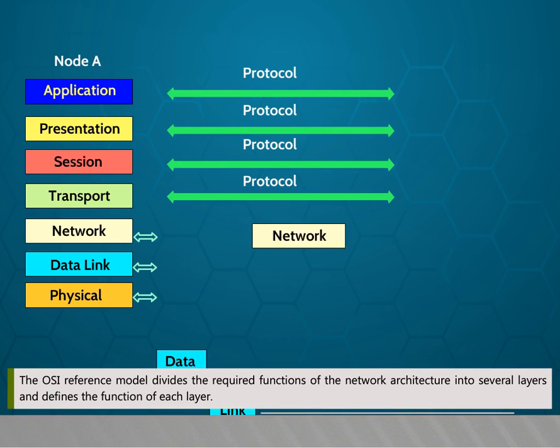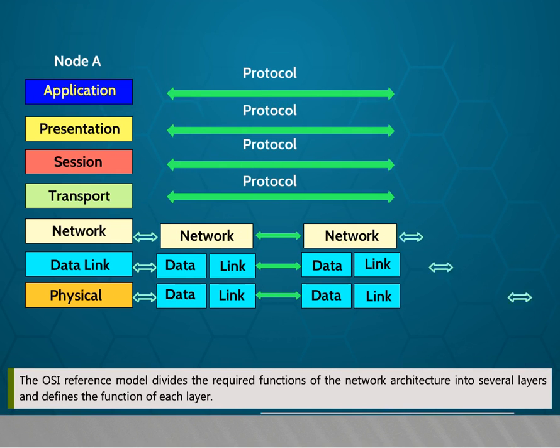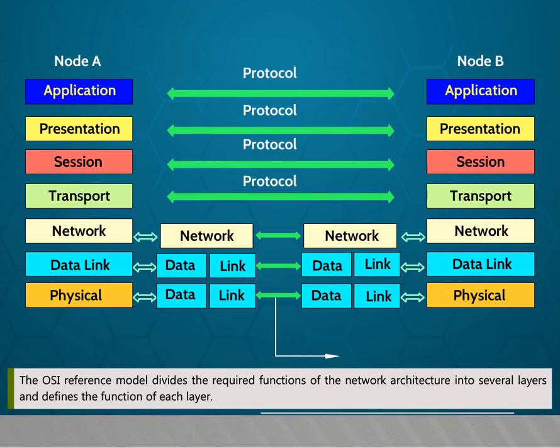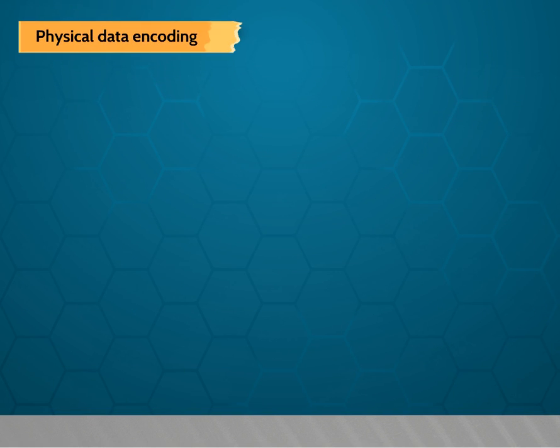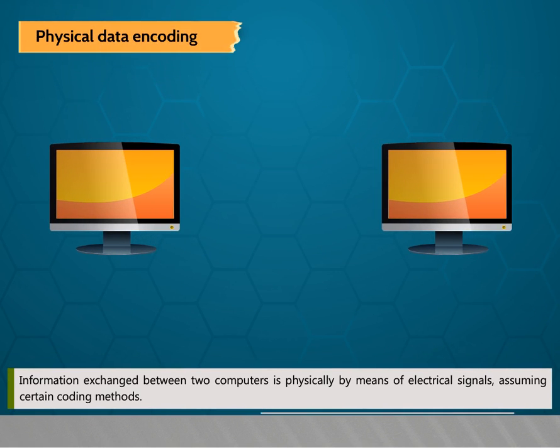The OSI reference model divides the required functions of the network architecture into several layers and defines the function of each layer. Physical data encoding. Information exchanged between two computers is physically by means of electrical signals, assuming certain coding methods.